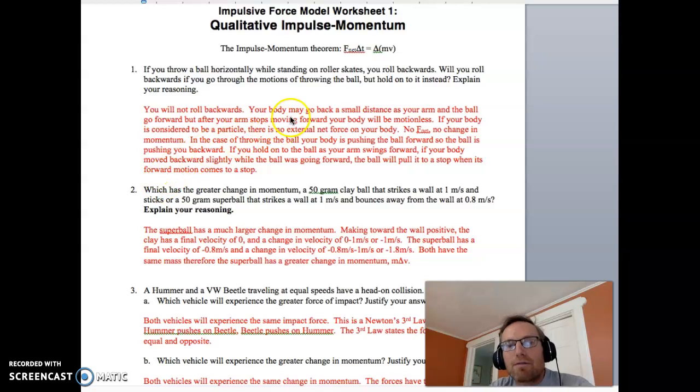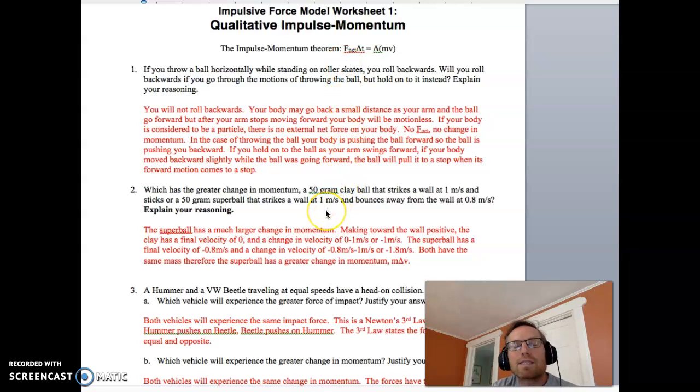And so if there's no net force acting on your body, you see that the product of the net force times time is the way that momentum changes. And so since there's no net force acting on your body, that would be 0 times time, which would be 0. So there is 0 change in momentum.